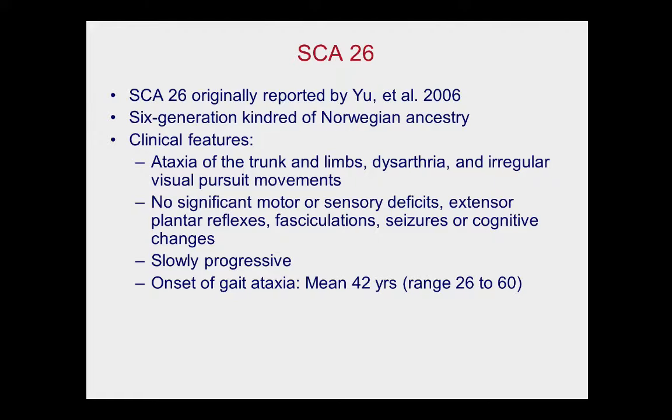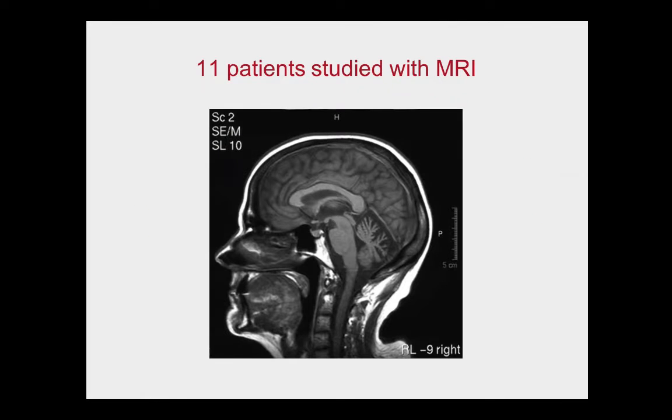They don't really have a lot of other neurological problems. It seems to be a fairly straightforward cerebellar type of ataxia. And it has a fairly benign, slow course. So we were able to, well, he did some studies by MRI. So we looked at like 11 different patients by MRI.